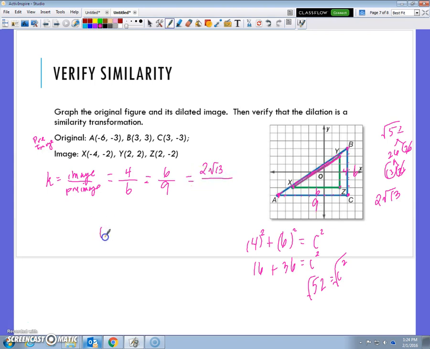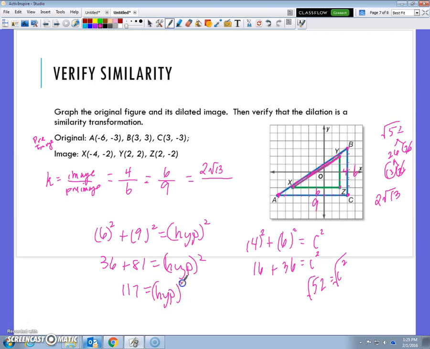So I'm going to say 6 squared, because it is a leg, plus 9 squared, because it is a leg, should equal the hypotenuse squared, just so we're clear on that. 36 plus 81 equals the hypotenuse squared. So it looks like I have 117. Is that right? 117 is the hypotenuse squared.